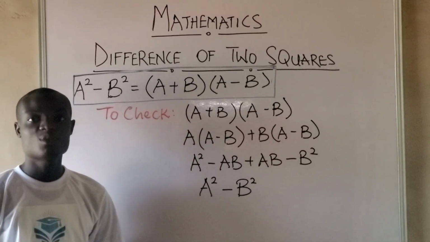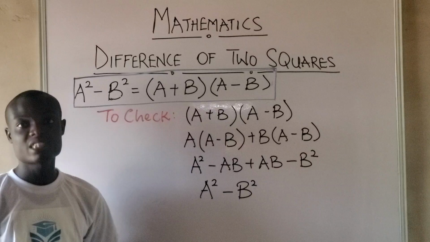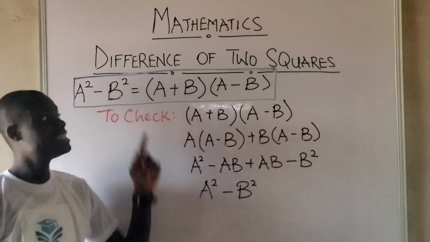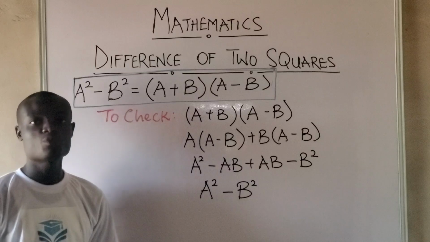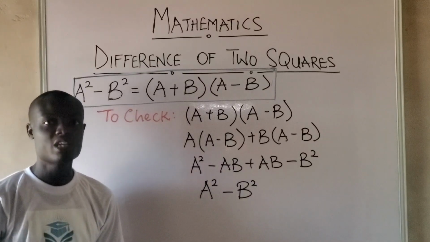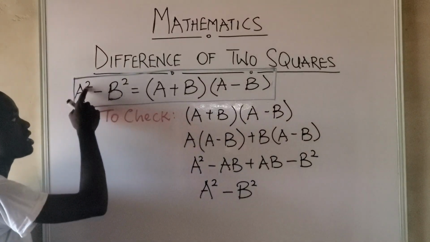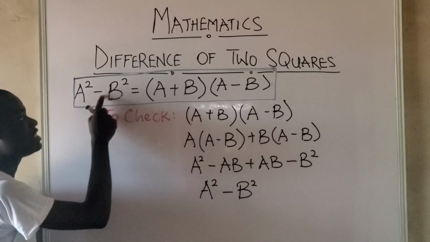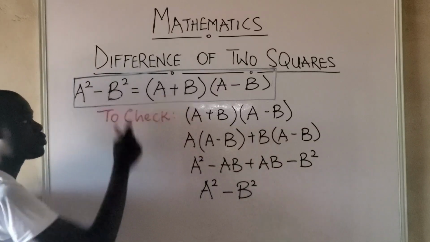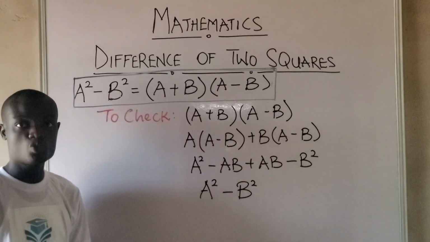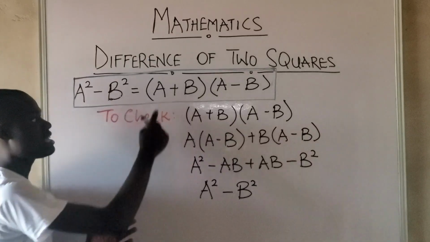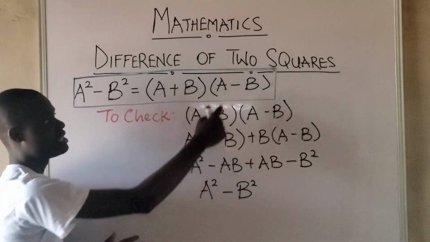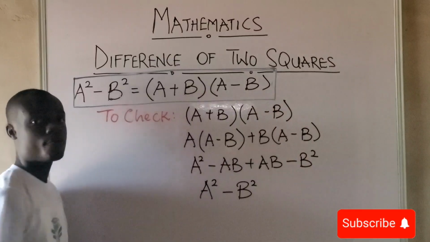In this video lesson, we are going to look at a very interesting concept in mathematics which is known as the difference of two squares. Now in mathematics, when we have the difference between two squares, let's say in this case we have a squared minus b squared. Now this is the difference between this square and this square. So the difference between two squares is equal to the sum of the individual numbers, a plus b, times the difference of the individual numbers.